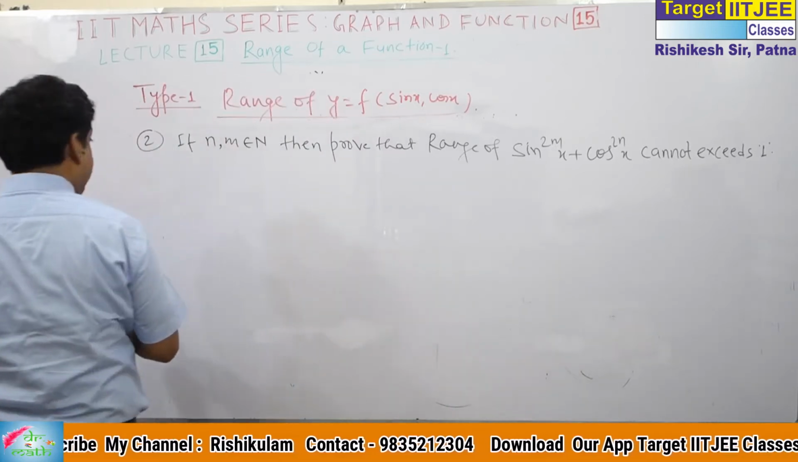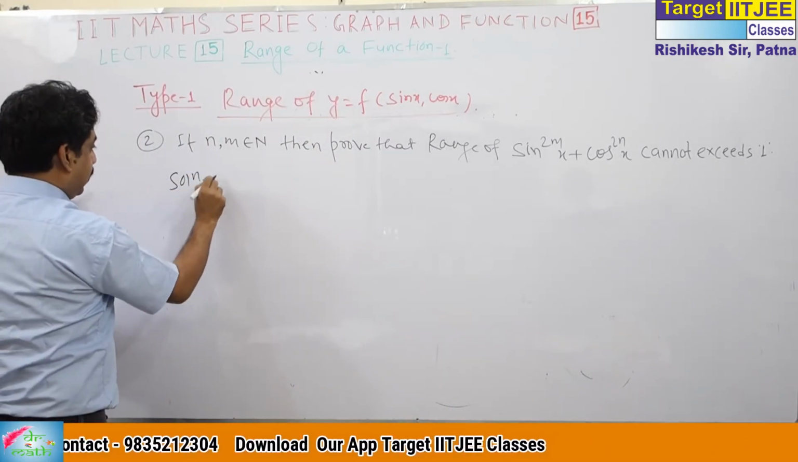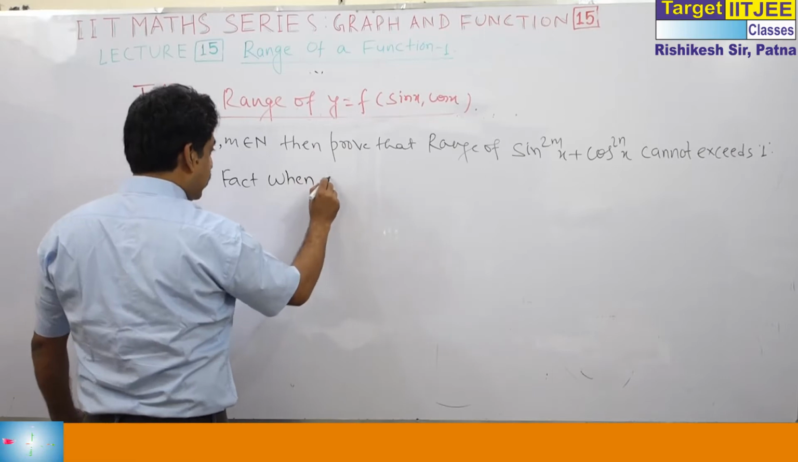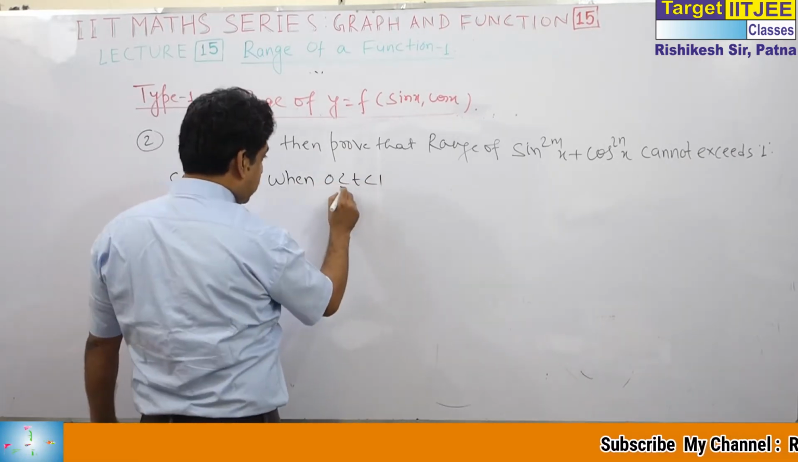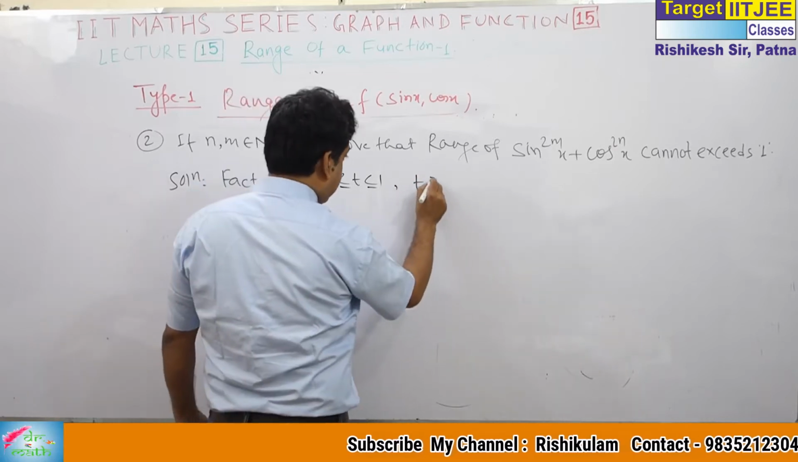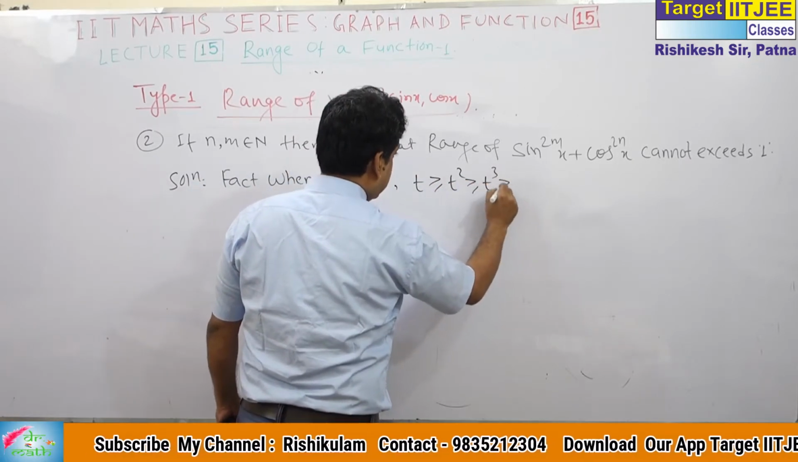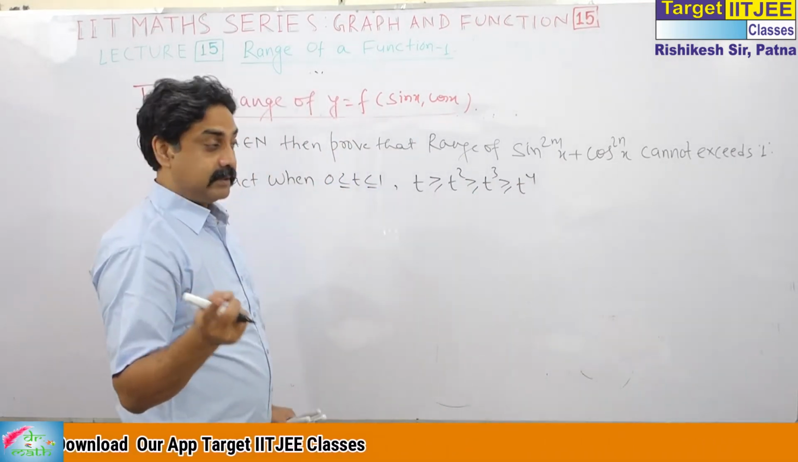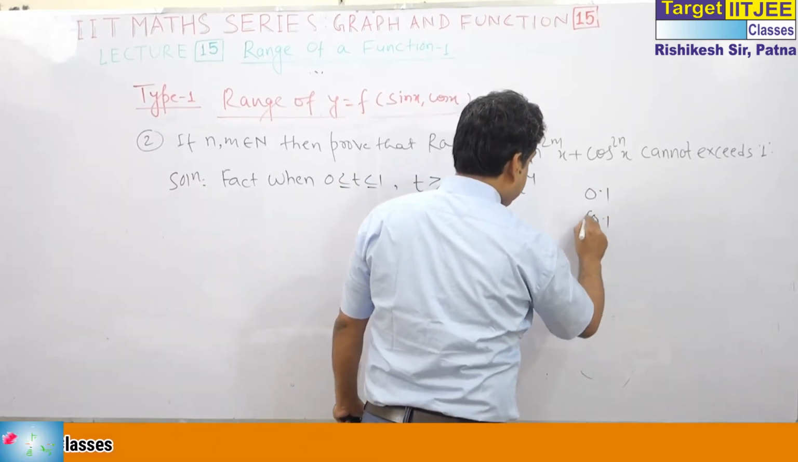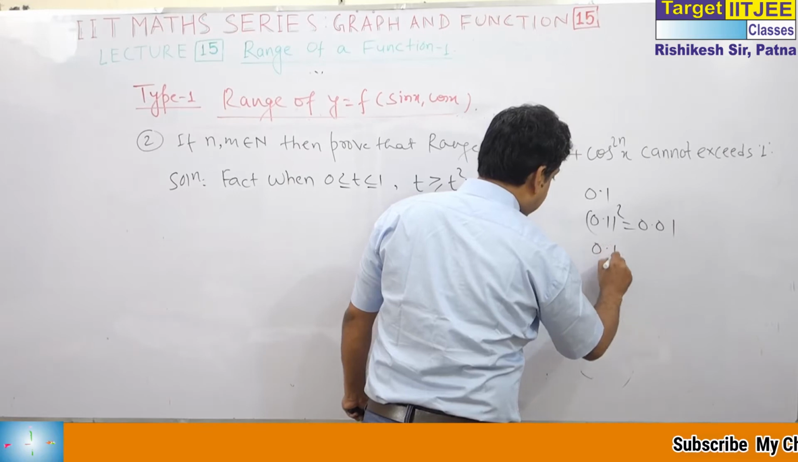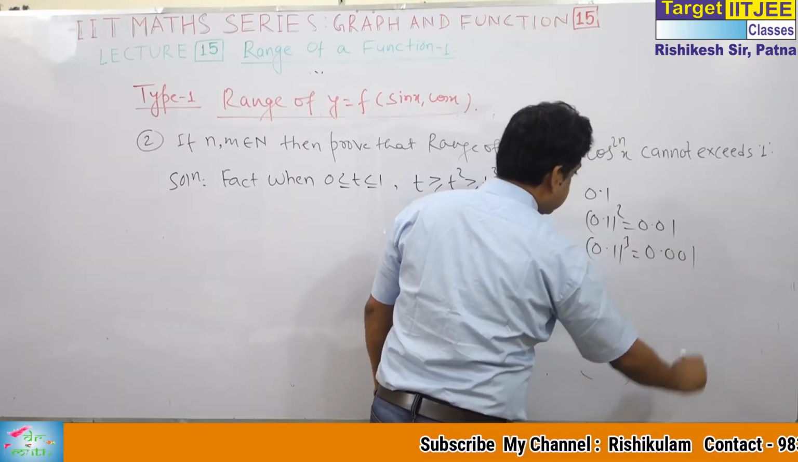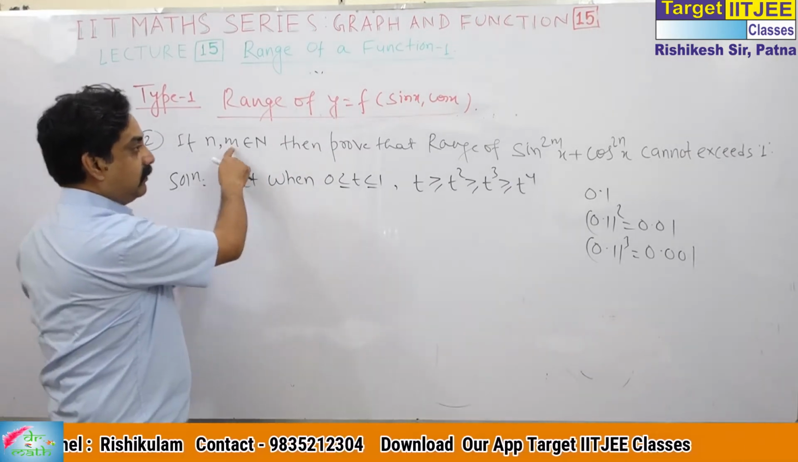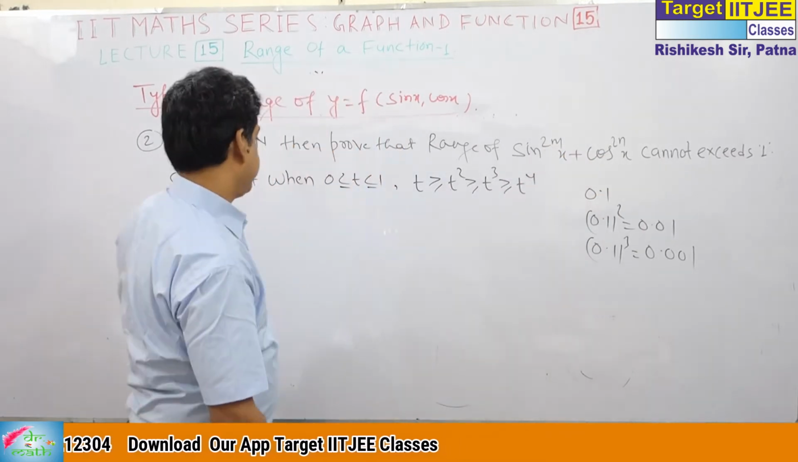So what do we do for this? This way we have to use a fact, which I have done several times before. When t is between 0 and 1, t is greater than t square, greater than t cube, greater than t to the power 4. It means when you increase the power of a fractional number, the value is getting lesser. You can see from this example. We will use this fact. And in natural numbers, this is either 2, 4, 6 and 8.